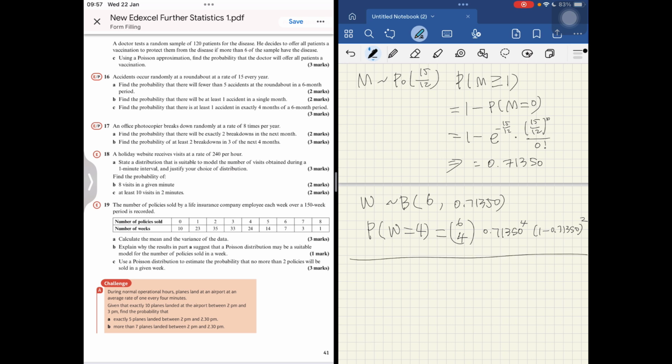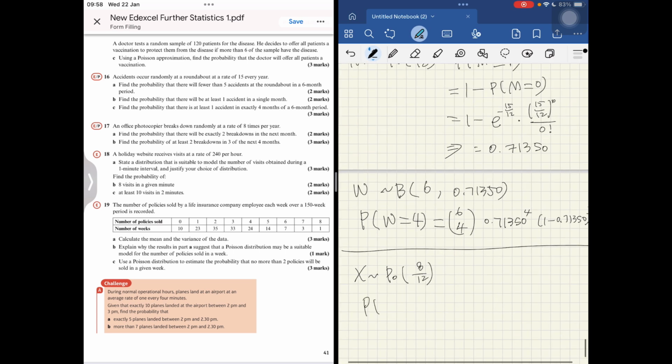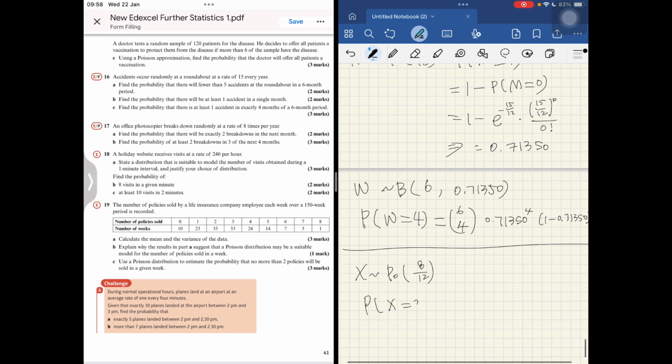Number 17. An office photocopier breaks down randomly 8 times per year. Part A: exactly 2 breakdowns in the next month. So this is just 1 month. X follows Poisson 8 over 12. So probability X becomes 2 is e to the power of negative 8 over 12, times 8 over 12 to the power of 2, over 2 factorial.